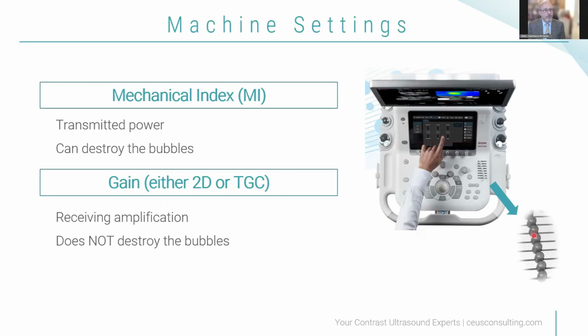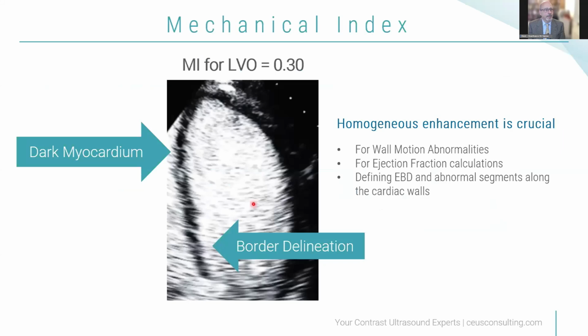You can see that on the right. Normally, the recommendation, most of the time, is to leave the TGCs more or less in the center, except for the first two or three, because you don't want to have brightness on the superficial part of the imaging. And then just increase or decrease the gain with the knob on the machine. That allows you to have a very homogeneous enhancement.